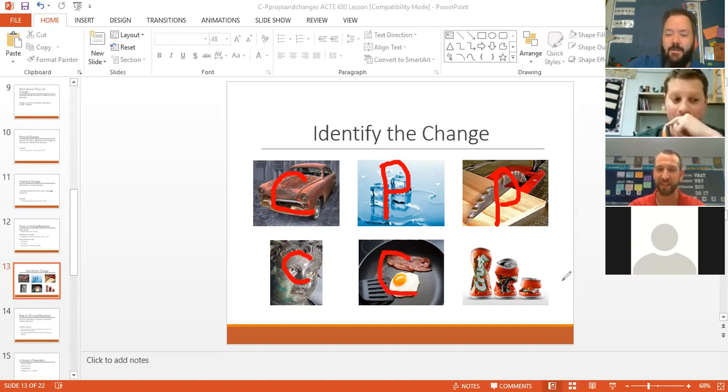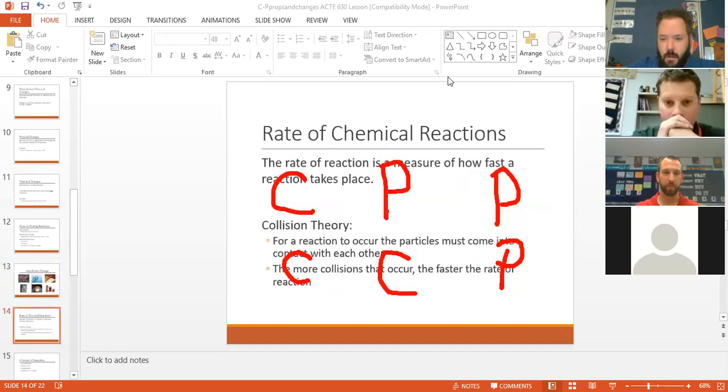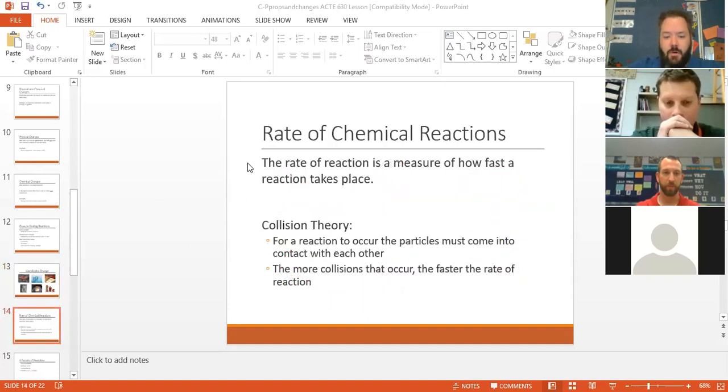And lastly, Mr. Maston, I have these orange crushed cans. Physical? That would be physical. Awesome. All right, well done. Okay, so last piece here is looking at the rate of chemical reactions.